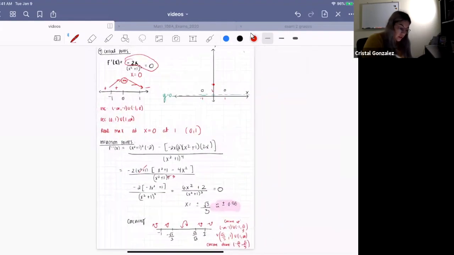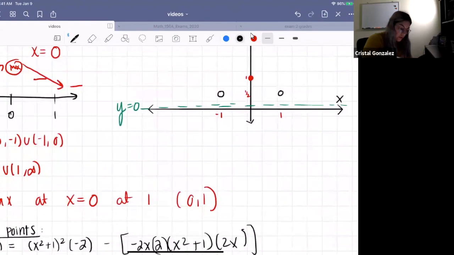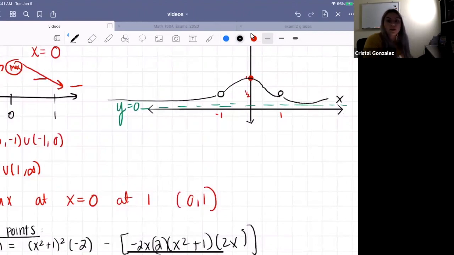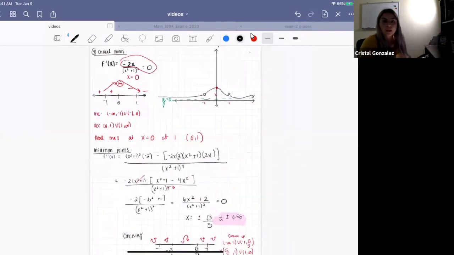So if we look here, what it's saying is that on our graph, from negative infinity to -1, we are concave up. And then √3/3 is roughly 0.58. So somewhere right here, it starts changing to concave down. And then from somewhere over here, it also starts changing back to concave up again. So our graph looks something like that. I mean, it's kind of ugly, but it looks something like that.